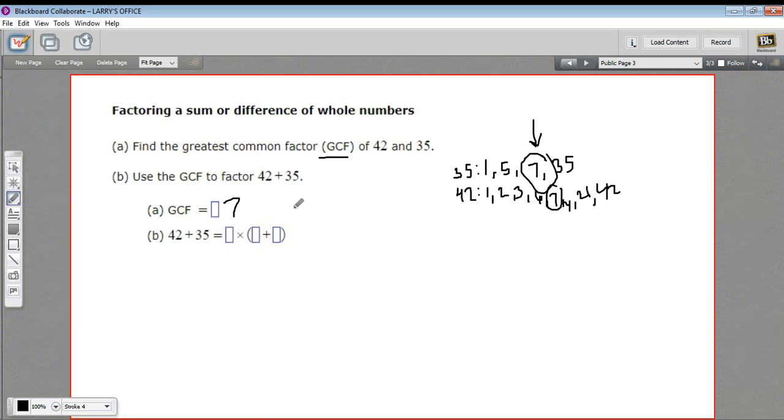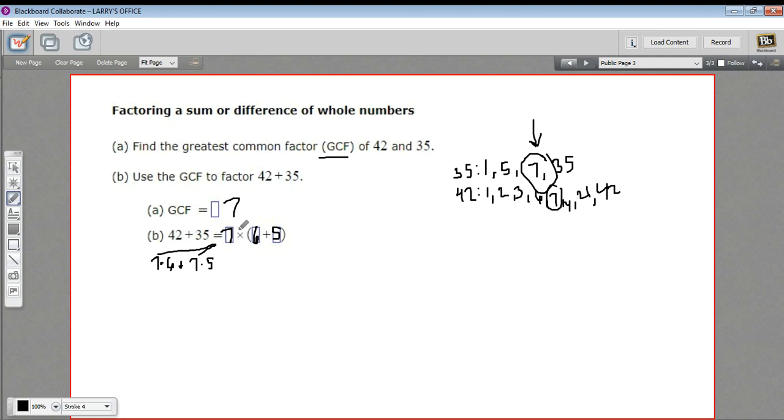It's 7. Now we're going to factor out a 7 from here. So what I want to really do is rewrite 42 as 7 times, well, that would be 7 times 6. And 35 as 7 times, and that would be 5. So this is still 42, this is still 35. And once I've got them written like this, I can factor the 7 out. So the 7 goes out here, and the 6 and the 5 get left inside the parentheses. So I have 7 times 6 plus 5.